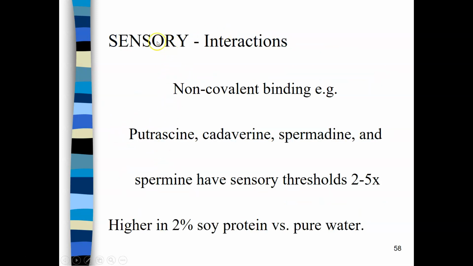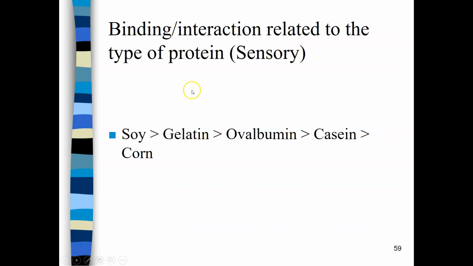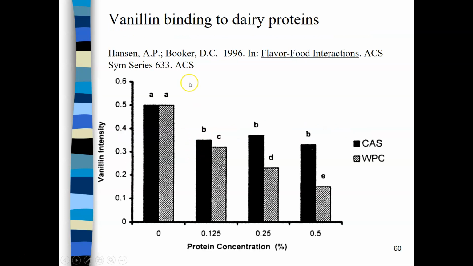We've also known, just from a sensory standpoint, that flavor compounds have much higher sensory thresholds once you put them in protein. This is an example where these chemicals have sensory thresholds 2 to 5 times higher. We need 2 to 5 times more flavor to be sensed when we put it in a 2% soy protein versus pure water. So we see major effects. And by old thinking, we've done some sensory work and found soy really a big problem for binding flavors. Gelatin less so, ovalbumin less so, casein less so, corn not. But that's not the fascinating thing.